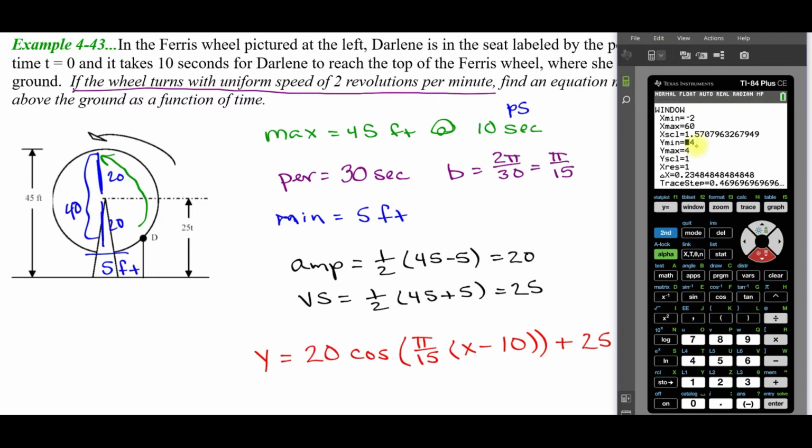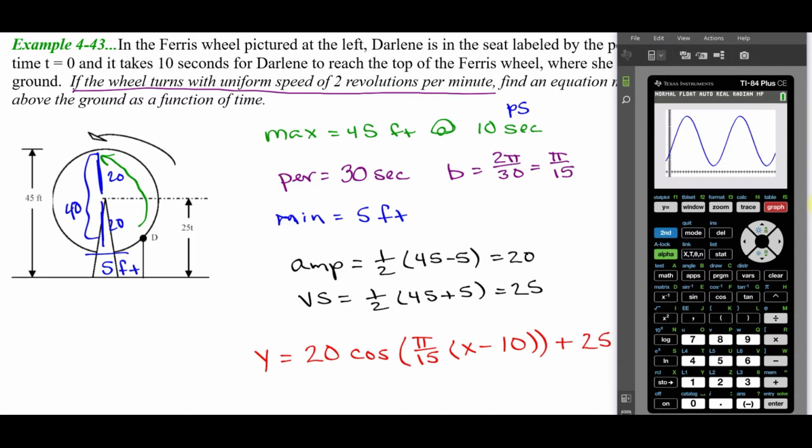And then here we want to think about my y min and my y max. My y min was 5, so I'm just going to leave that at -4. My y max was 45, so I'm just going to make that 50. And I can take a look at my graph.